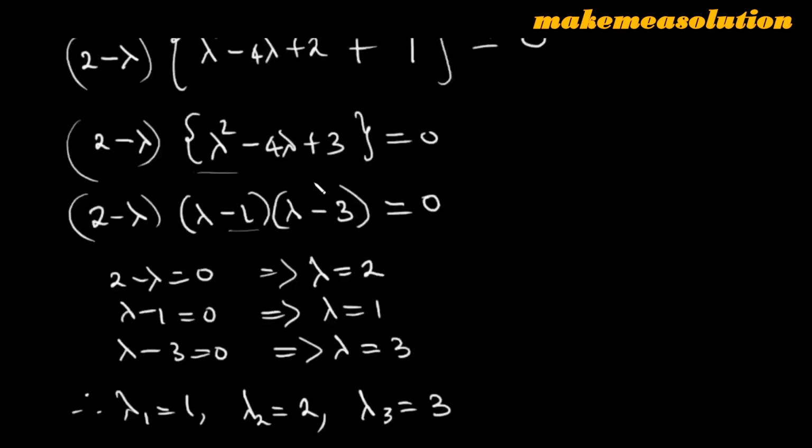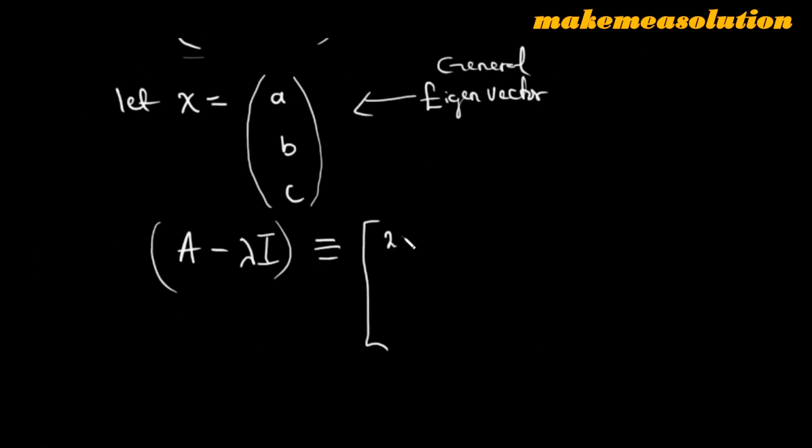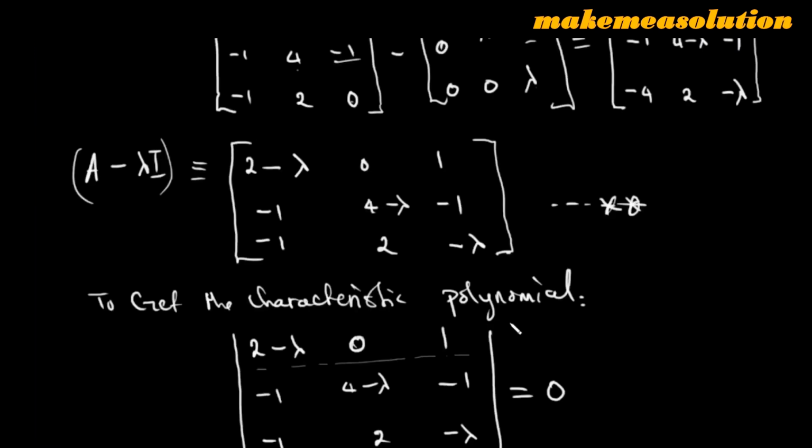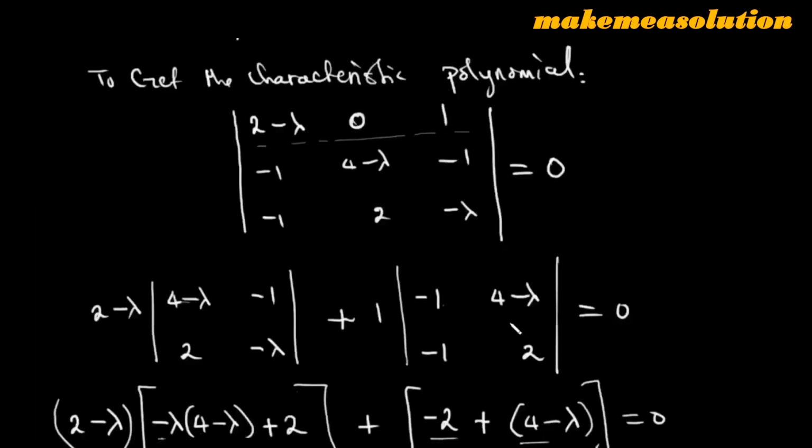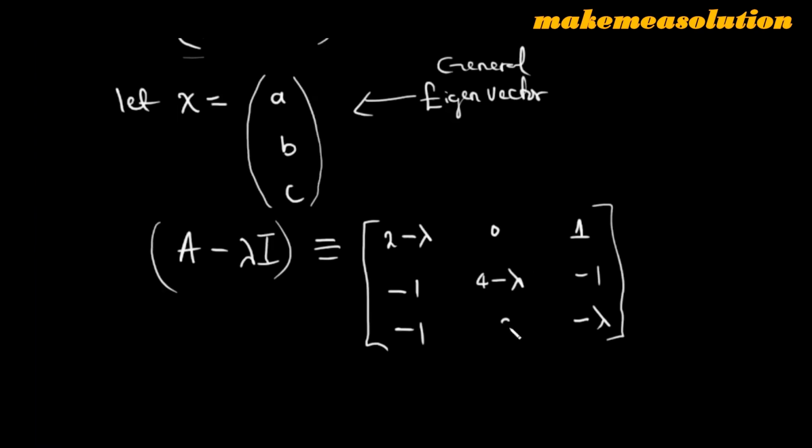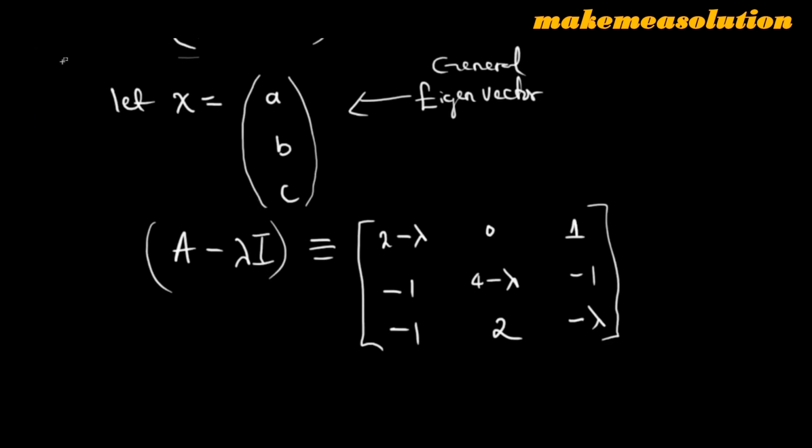So 2 minus lambda, 0, 1. And I know there is a 4 minus lambda. I know there is a minus lambda. There's a minus 1, there's a minus 1, there's a minus 1, and there's a what? There's a 2. Okay, so there's a 2. So this is our matrix. So combining these two, we'll begin to solve for our eigenvectors as follows. So let me just copy them both, and we'll start solving.